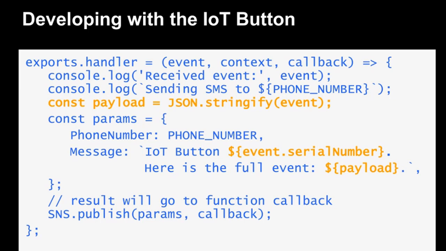The first one is in the event, we take the serial number out of the payload, and we have the IoT button serial number as part of the message. And then we also just pass along the full payload so we can see all of the JSON attributes that are available to us for building our IoT button applications.